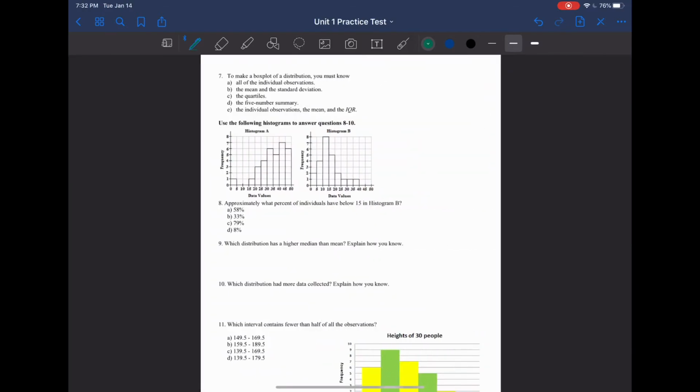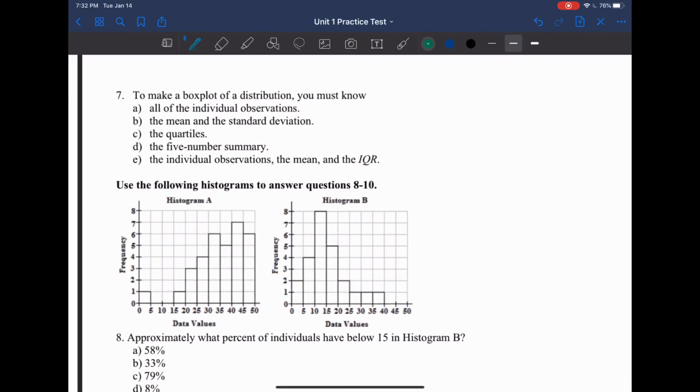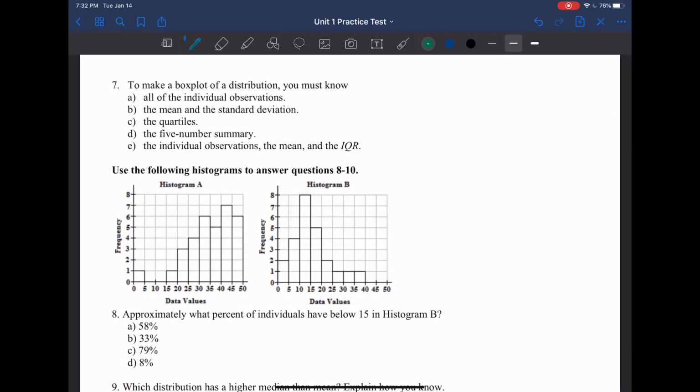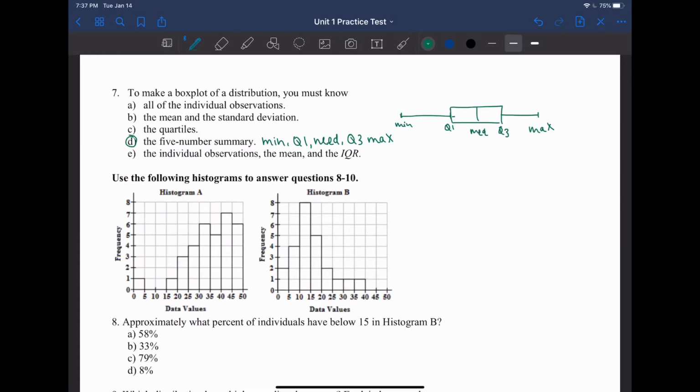All right, now let's take a look at number 7. So number 7 says to make a box plot, you must know, remember, in order to make a box plot, we use a 5-number summary. So the 5-number summary is the minimum, Q1, the median, Q3, and the maximum.